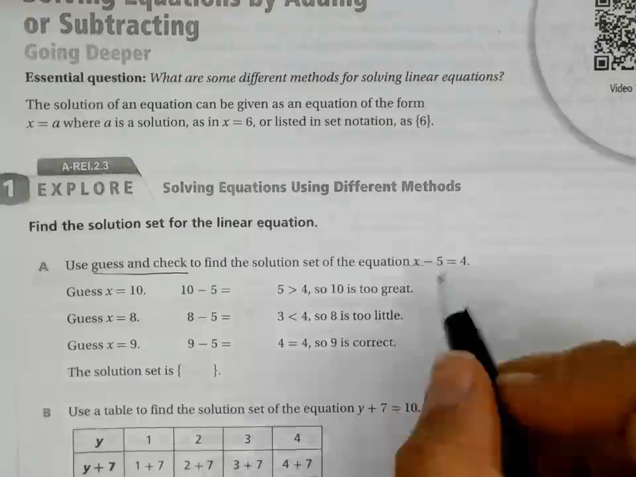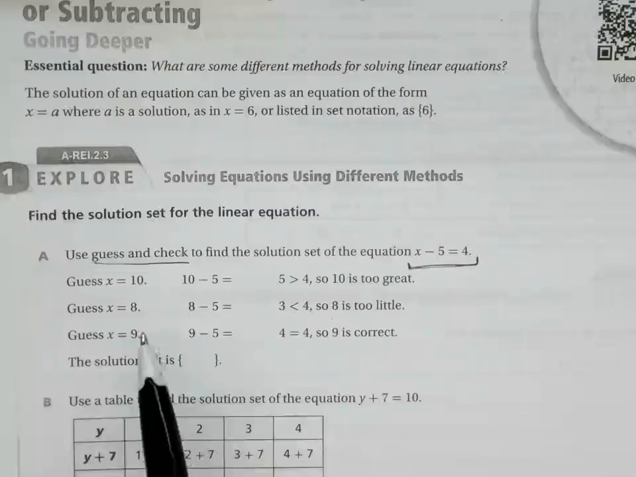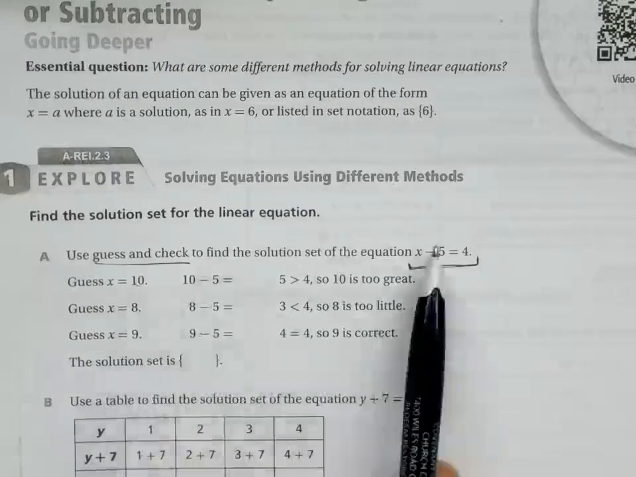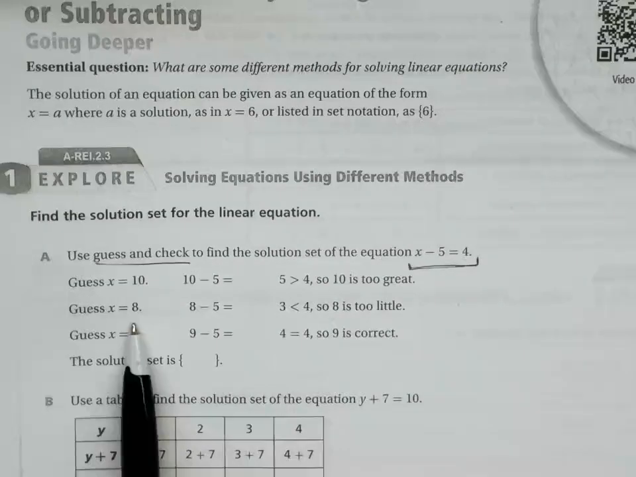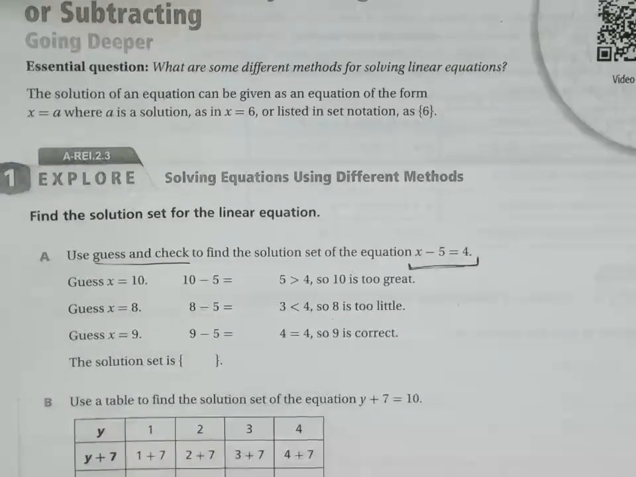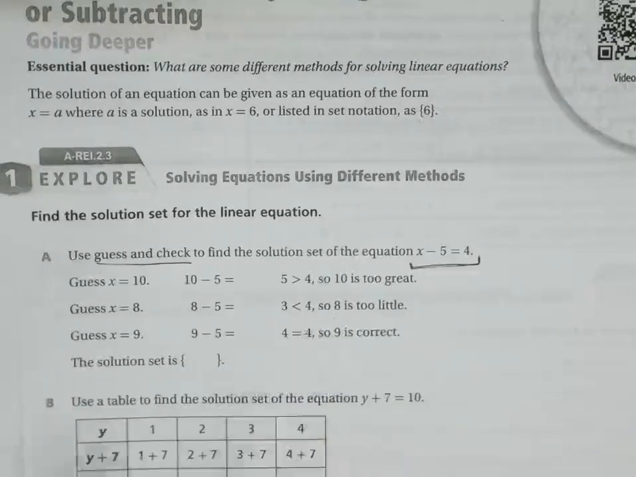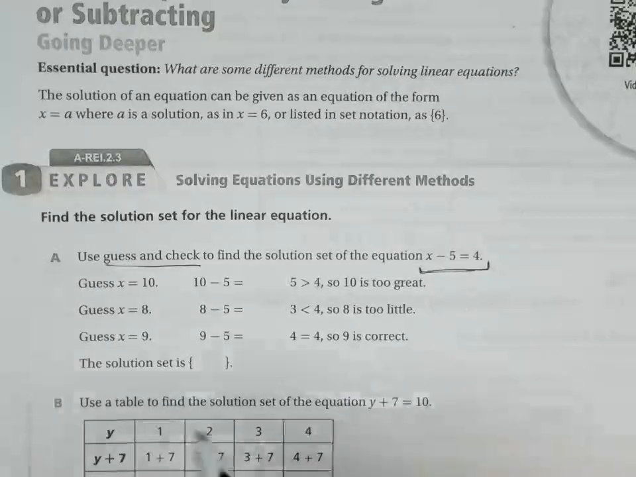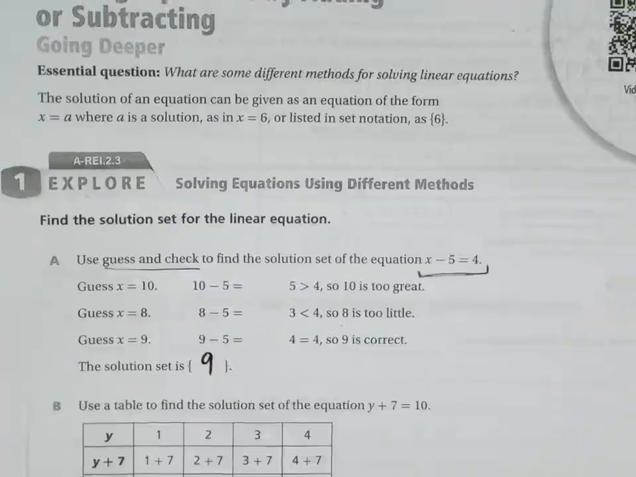So if I had x minus 5 equals 4, you could just plug in numbers. You could guess and check. So if they plugged in 10, 10 minus 5 is 5, not 4. It didn't work. They plugged in 8, 8 minus 5 is going to be 3. That's too little. So then they tried in the middle, 9. 9 minus 5 is 4. So they were able to narrow it down that the solution set is 9. That 9 minus 5 is 4.